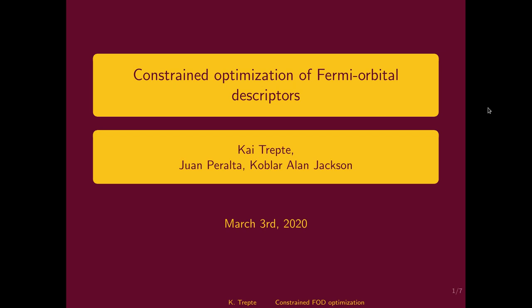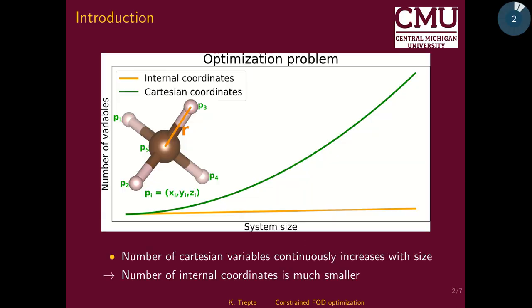Alright, hi everyone, this is Kai, and I would like to talk about a constraint optimization of so-called Fermi orbital descriptors. So in order to introduce this topic, I'd like to start with the very general problem that we're trying to address here, and this is an optimization problem.